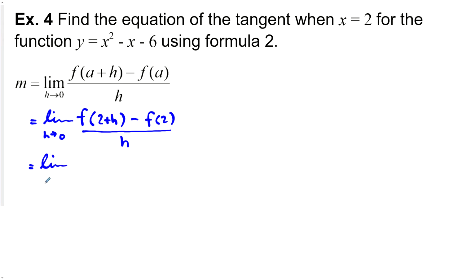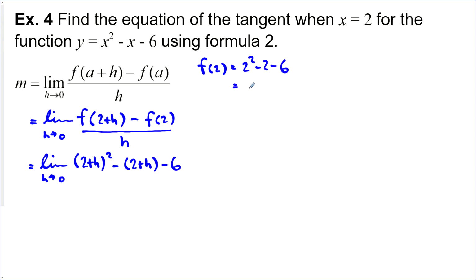Now the first part, the limit as h approaches 0, doesn't change, and for f at 2 plus h, we need to replace x with 2 plus h, and this x with 2 plus h. All right, then we need f at 2, so I'll find f at 2 up here. We've got 2 squared minus 2 minus 6, and that will give us negative 4. So I'll put minus negative 4 here, and then all over h.